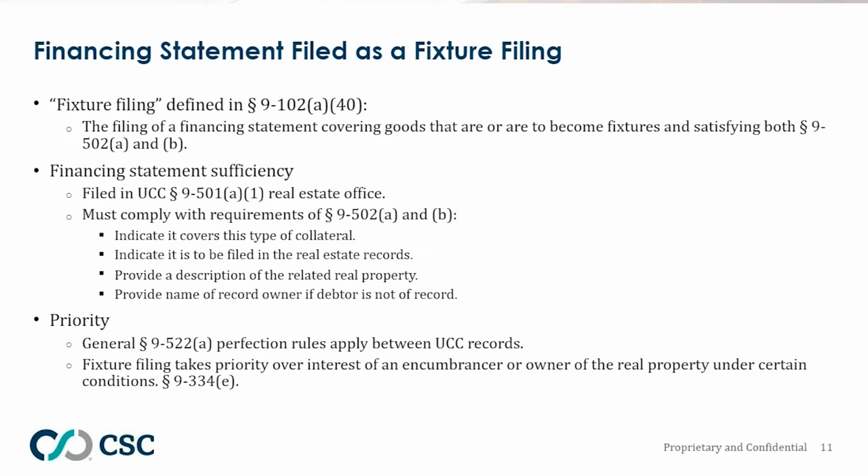But when it comes to priority with respect to a record of mortgage or the interest of an encumbrancer, the holder of a fixture filing will have priority from the date the fixture filing was recorded. So they will take priority over a later encumbrancer or even a later owner of the real property under certain conditions. And in the case of a purchase money security interest, it can actually jump ahead in line when it comes to priority. But we'll cover purchase money here in just a minute.